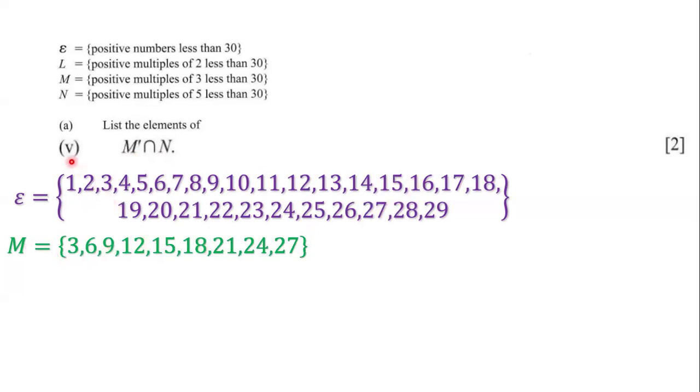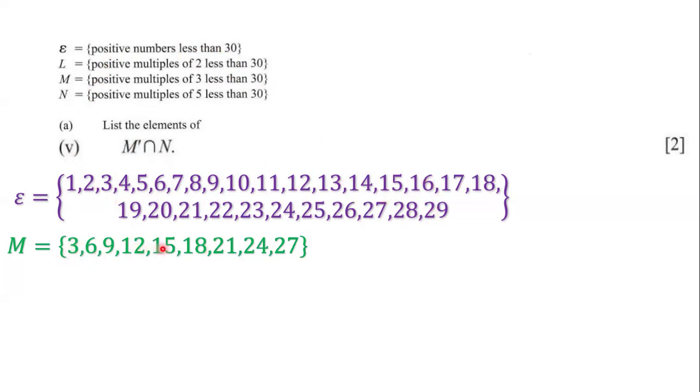So what is the universal set? Well, the universal set contains positive numbers less than 30. So we start from 1, we go 2, 3, 4, 5, 6, 7, 8, 9, 10, all the way up to, we don't include 30, so it's positive numbers less than 30. So we go all the way up to 29, all right? Okay, so now what is M?